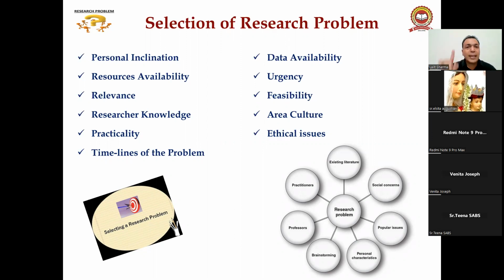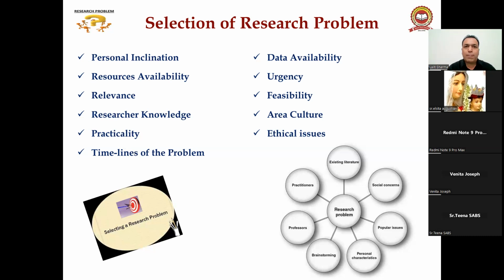So you have to be very careful while selecting a topic, because you cannot leave the topic midway. I have seen many persons who sometimes select a wrong topic. So always, what kind of topic do you have to select? Selection of a research problem, how do you do it?